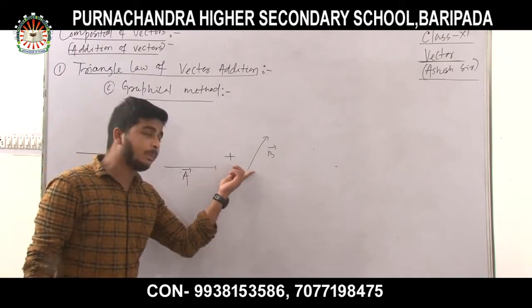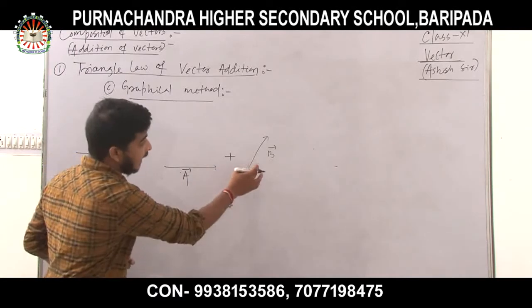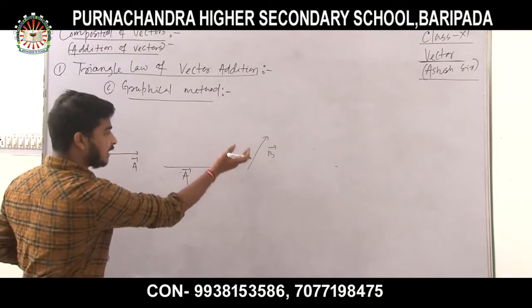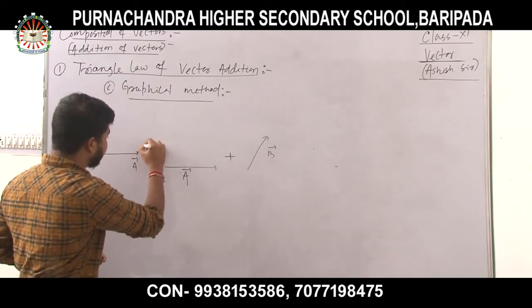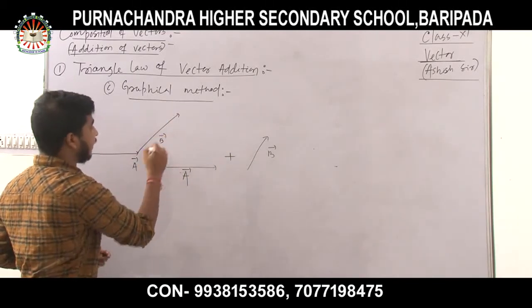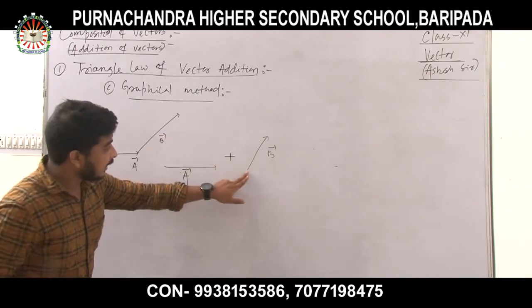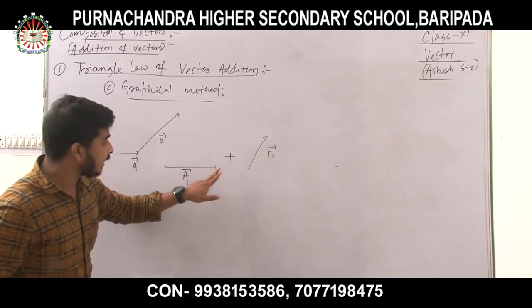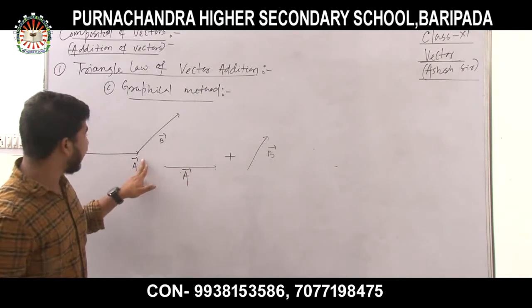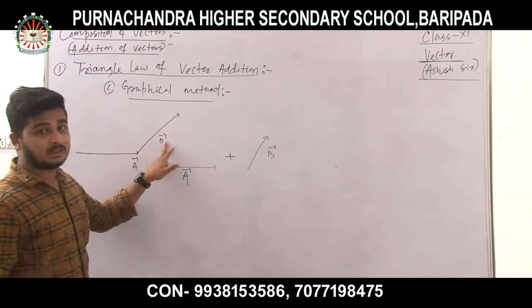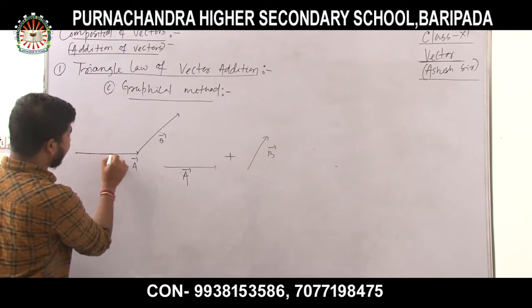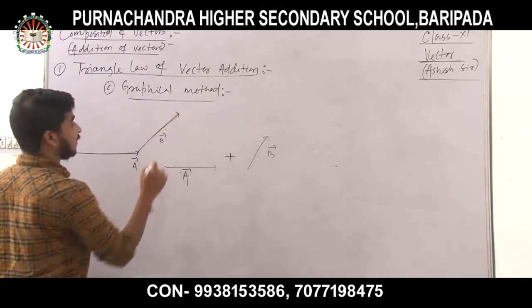So look, there is b vector. If there is b vector, you can change the position and just place the b vector here. Look, the tail of the vector starts from the head of the other vector. Here I have done this. So this is a vector and this is b vector.